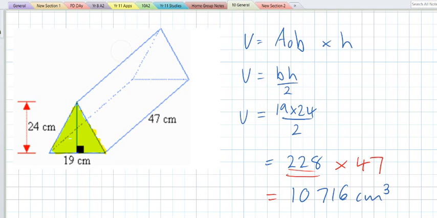Why is it so much? If I got a number like that, I'd probably think I did it wrong and I'd scribble the whole thing out. But that's not actually that big. That would hold 10 litres of water. That sort of shape.